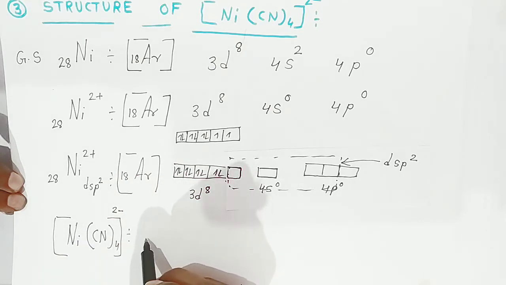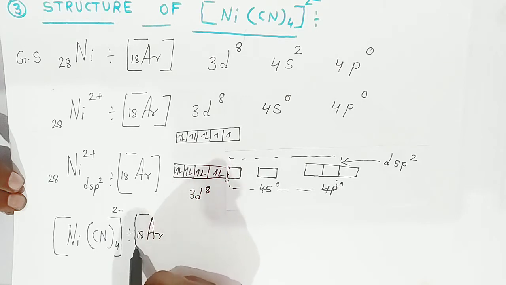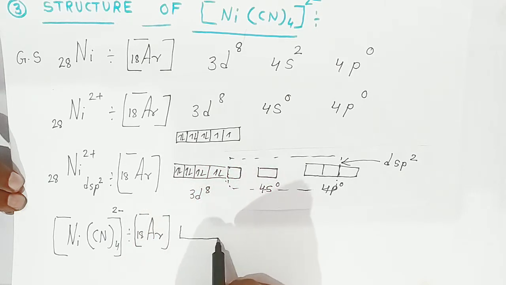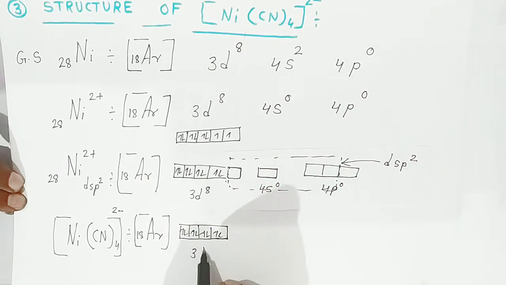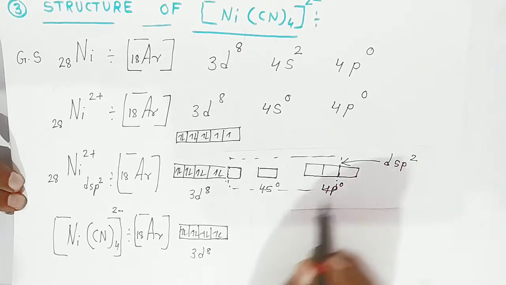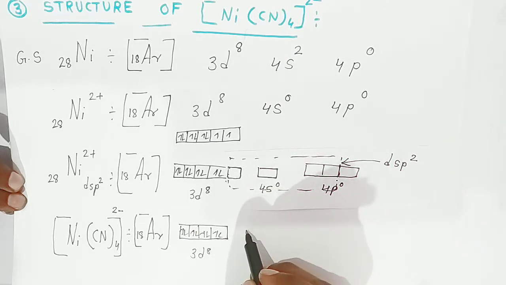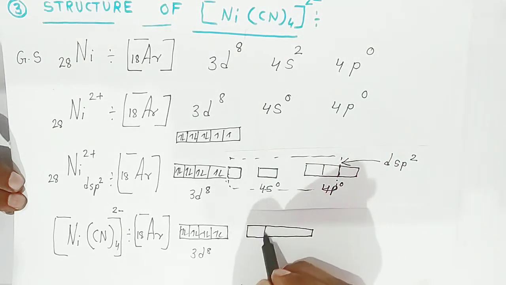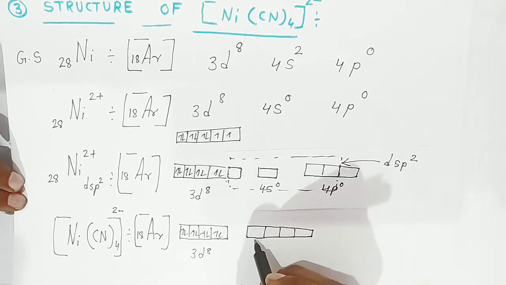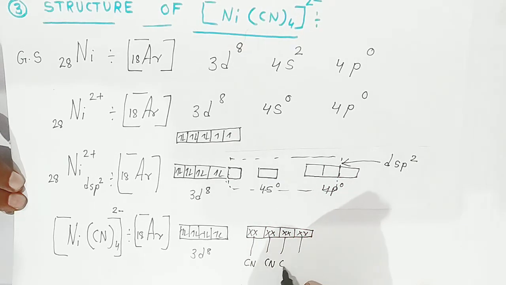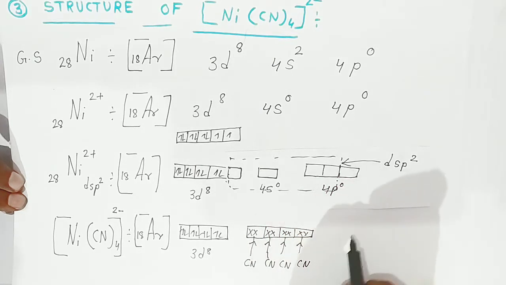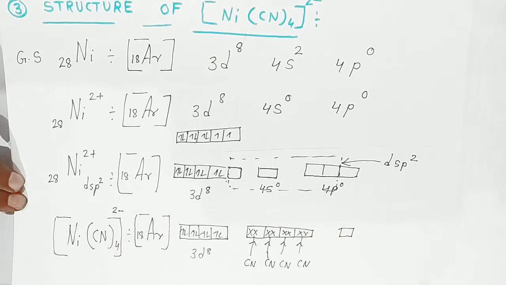Now what will be the electronic configuration of this complex students? The electronic configuration will be as it is. These are the paired 3d8 and the dsp2. There are 4 dsp2 hybrid orbitals, 1 2 3 4. In these 4 dsp2 hybrid orbitals, all the electron pairs are given by cyanide. This cross means that all the pairs are given by cyanide ligands. They will donate 2 electrons each, that means 4 pairs of electrons, and this is vacant. So it will form nickel tetracyanide 2 minus.